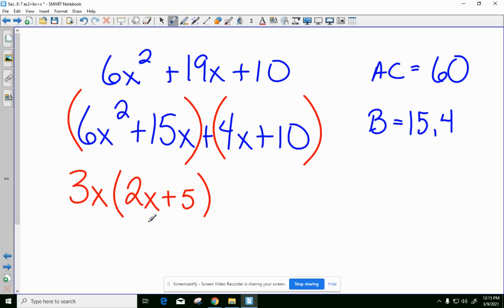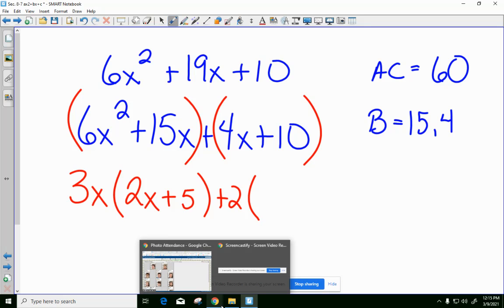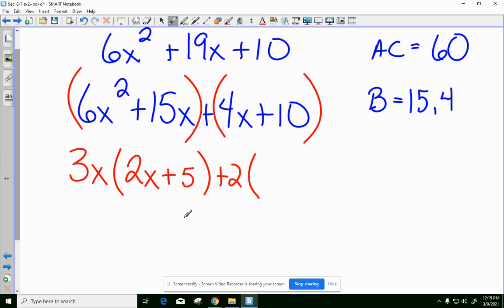Okay. Now, what are the second pair? The 4x and the 10. What do they share in common? Aiden? A 2. And that 2 is positive, so I'll take it out as a plus 2. Leaving behind, Kaylin, 2x plus 5. That's all right. Okay.